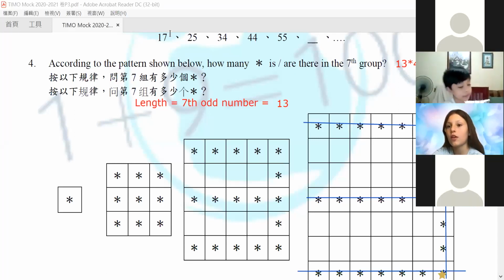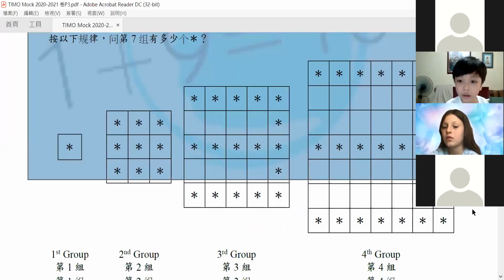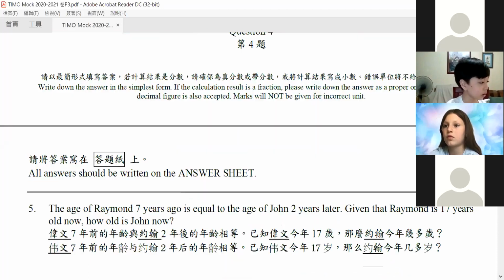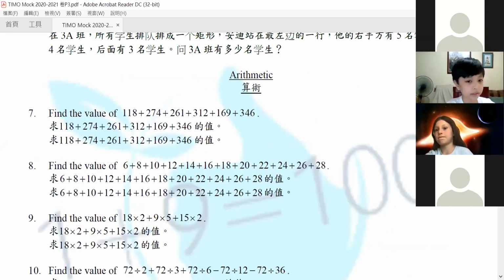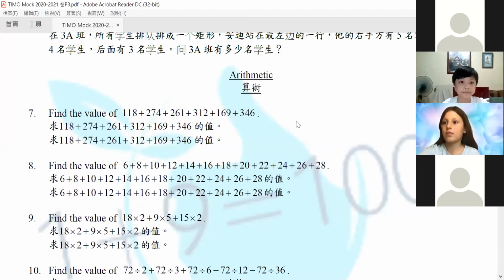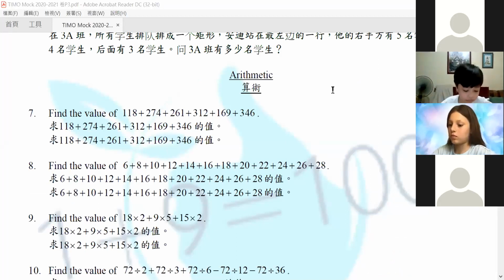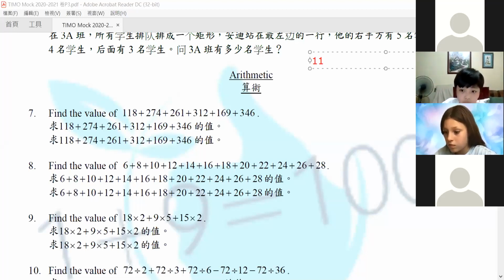So now let's go to question seven. Arithmetic. Find the value of this equation. 118 plus 24. Now, every time we do arithmetic, it would be nice for us to actually list all the numbers out.